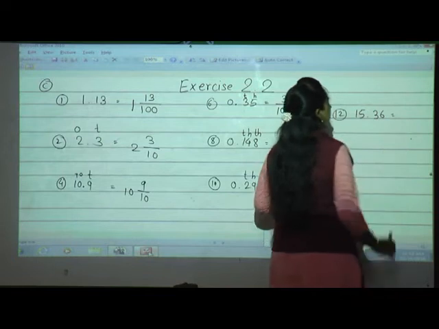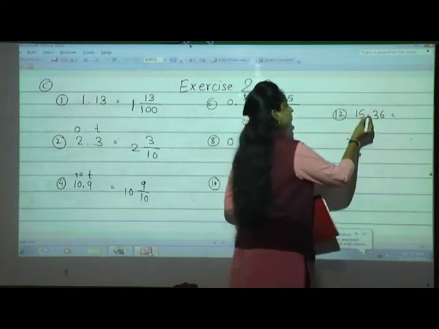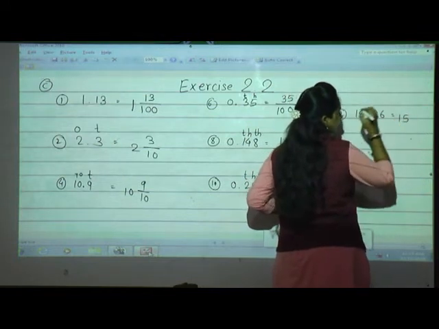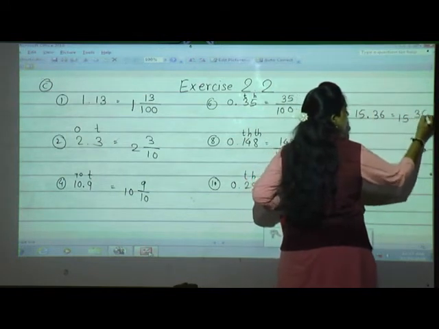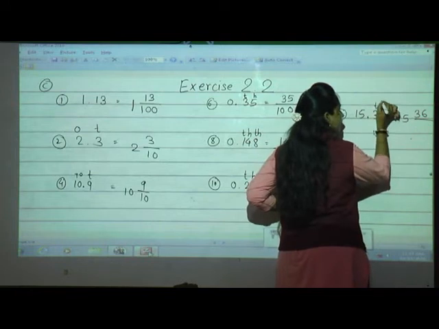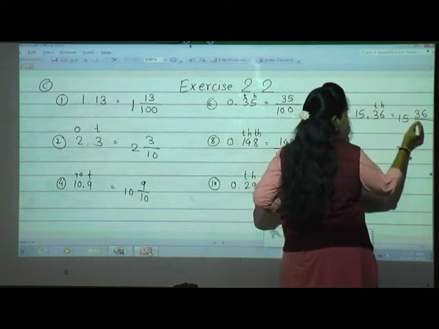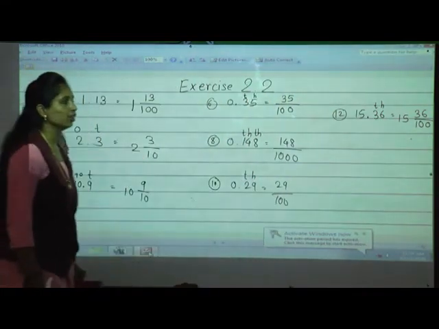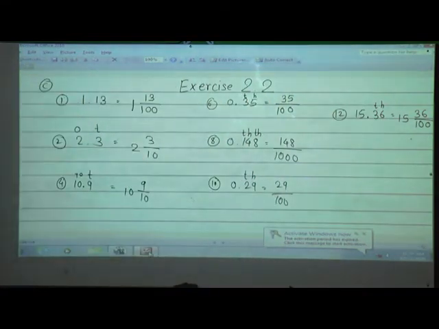The last example I will take, 12th one, 15.36. Now see, decimal point after 15, so 15 is a whole number, and the 36, see, tenths and hundredths, 36 hundredths. So write 100 in the place of denominator. Clear? Yes?